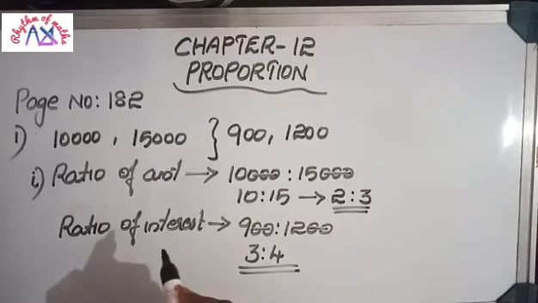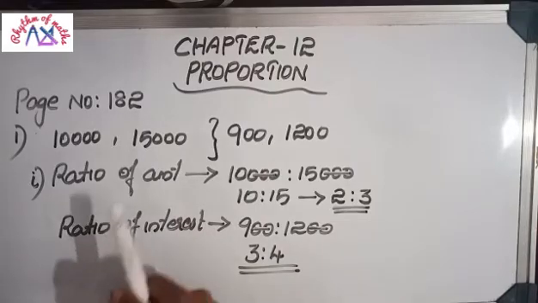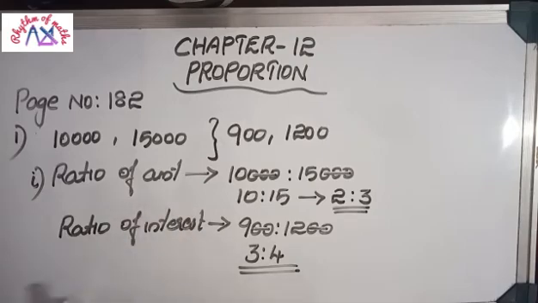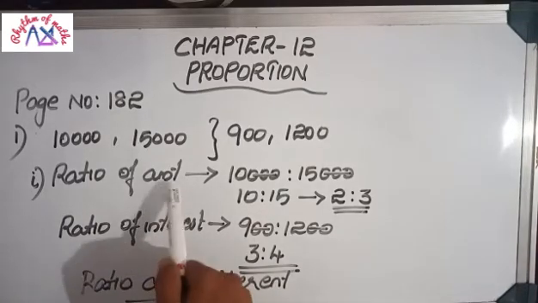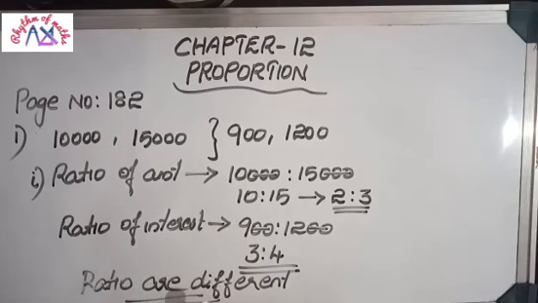Now the question is, are interest proportional to amount invested? Is it proportional? No, because the interest ratio is 3 is to 4 and the amount ratio is 2 is to 3. Both are different. That means they are not proportional. If ratios are same, we can say that they are proportional. But here the ratios are different, so interest and amount are not in proportion. This is the first sub question answer.